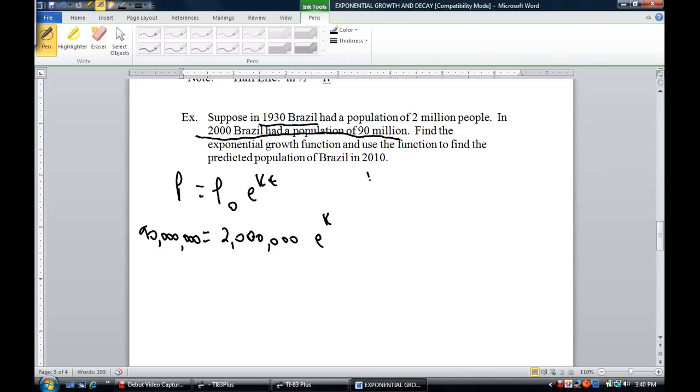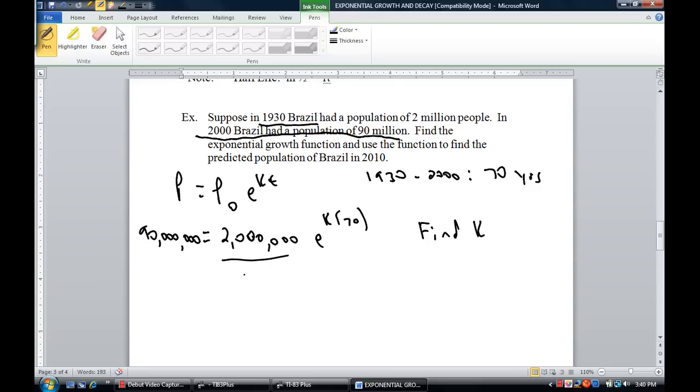it states from 1930 to the year 2000. Well, how many years has elapsed? You should say that's 70 years. Well, that's our t for the first part. So in this first part of the problem, we're going to find k. That's what this is doing. All the information was given to us. Sometimes you have to read it a little bit more closely.